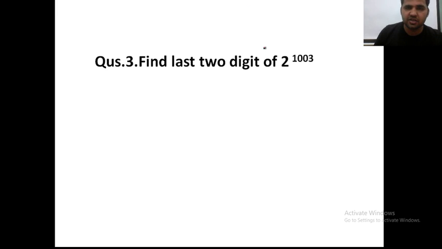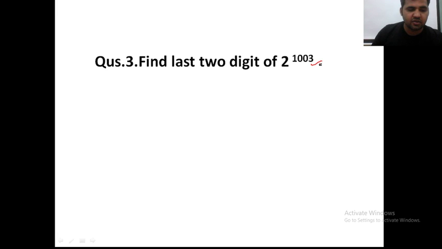Find the last two digits of 2 raised to power 1003. Please try and give me the answer. What will be the last two digits of 2 raised to power 1003? I'm giving you a minute to solve this question and then we will discuss the solution. So please use rule number 1 to find the answer. You have to practice some basic questions so that you can use it in advanced level. So attempt this question, question number 3.